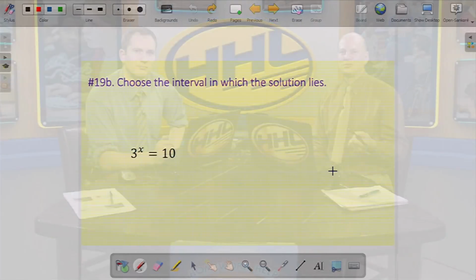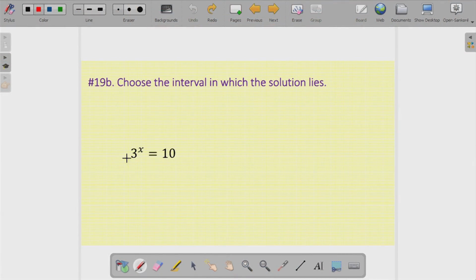As we look at the other parts of question 19, the bracketing strategy that John was using there will serve us well. So let's go ahead and take a look at part B together. In part B, students are presented with the equation 3 to the power of what is equal to 10, and we'd like to bracket the value that x can assume here.